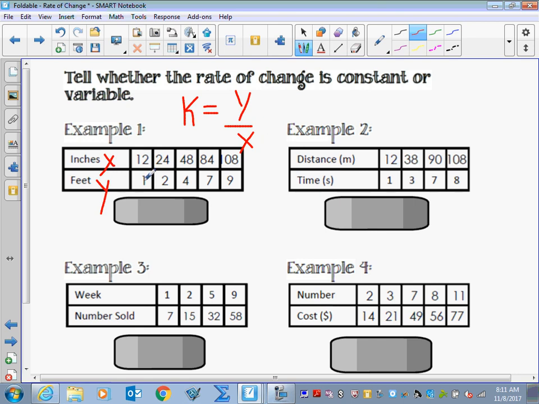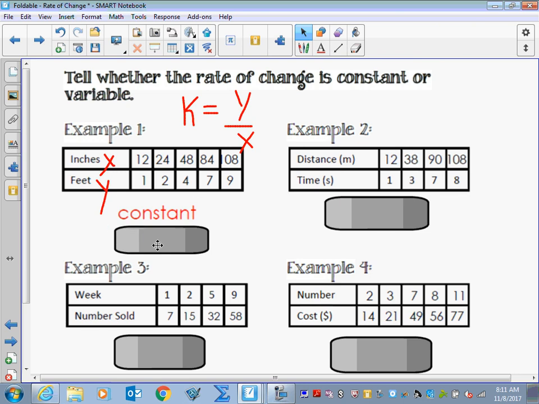So here's y, here's x, that's 1/12. 2 over 24, that reduces to 1/12. 4 over 48 also will reduce to 1/12. And it looks like this one is a constant. Okay, so you would just simply write the word constant. Okay, it is a constant. It's not changing.